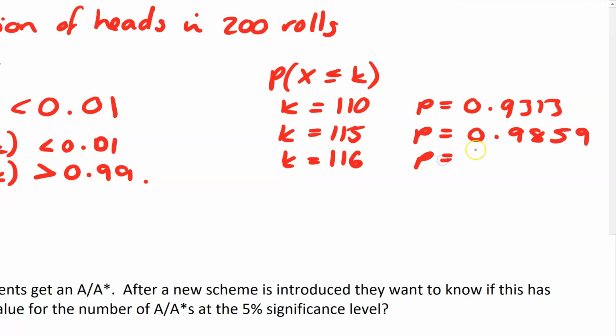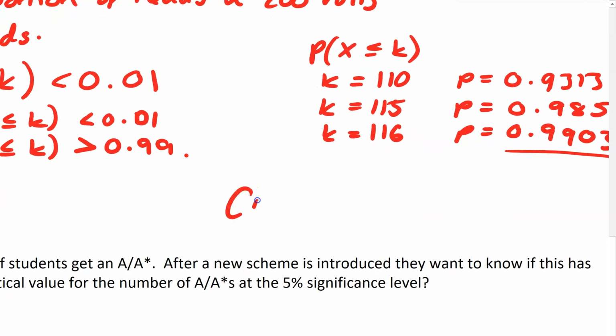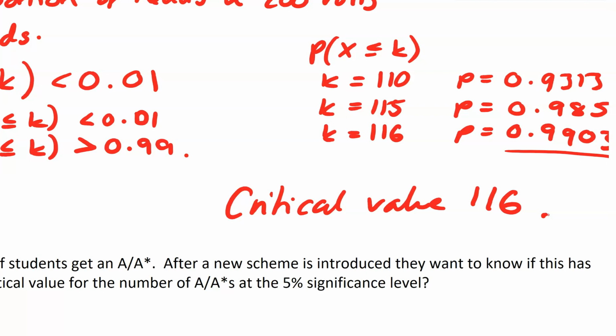That is 0.9903. So that's the first one that's going to be above our 0.99 that we need. So my critical value is 116. So if there are 116 or more heads out of our 200 throws, then our coin is biased towards heads.